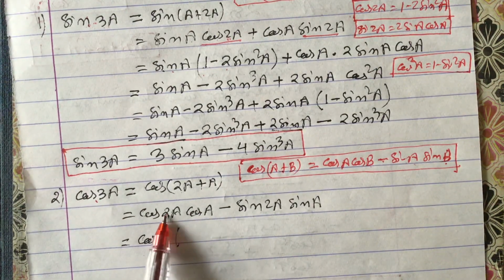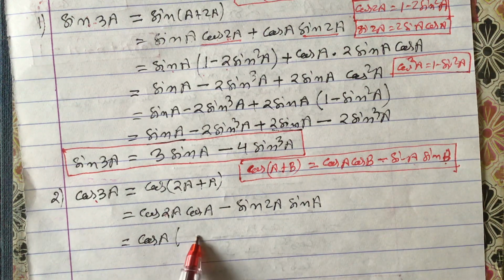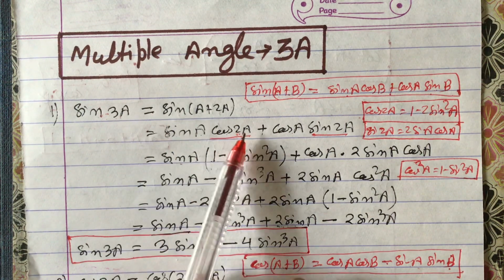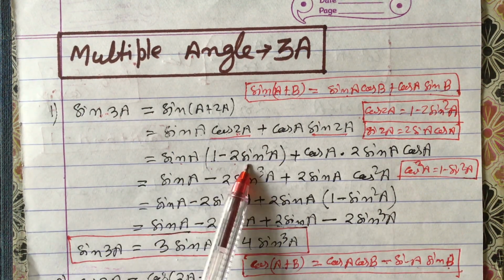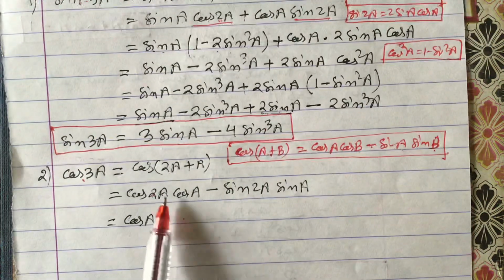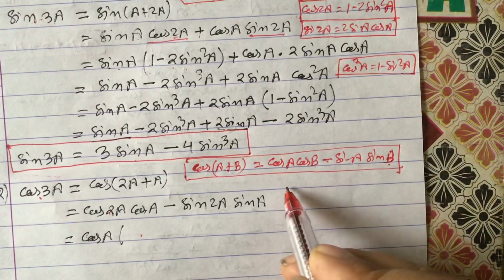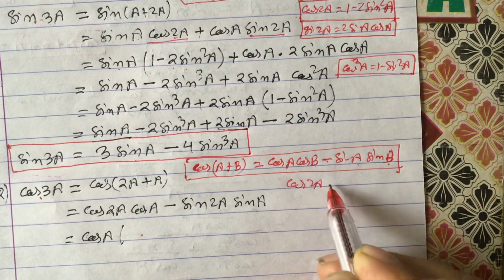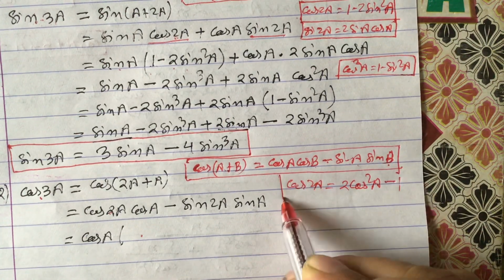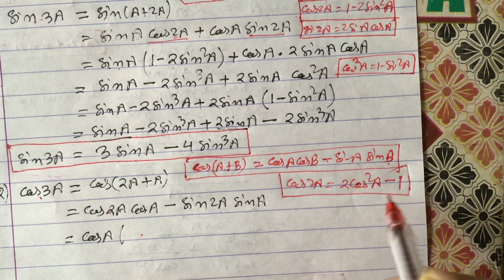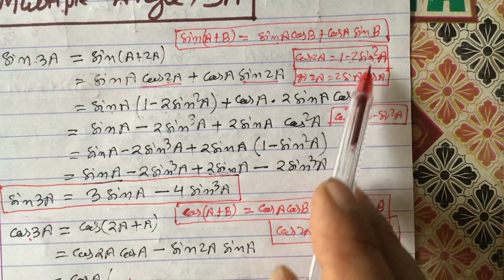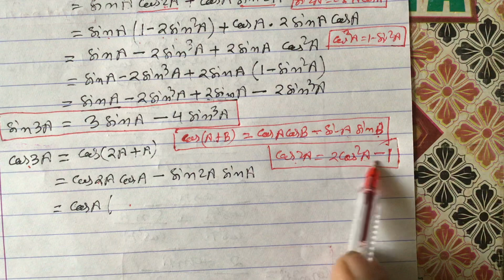So the formula of cos 2A we also have to put in terms of cos. While deriving the formula of sin 3A, we put the formula of cos 2A in terms of sin. Now, not this one, we have to put the formula in terms of cos here. Now what is the formula of cos 2A? Cos 2A is equal to 2 cos square A minus 1. This is the formula of cos 2A in terms of cos. In terms of sin, it was 1 minus 2 sin square A. In terms of cos, this one.